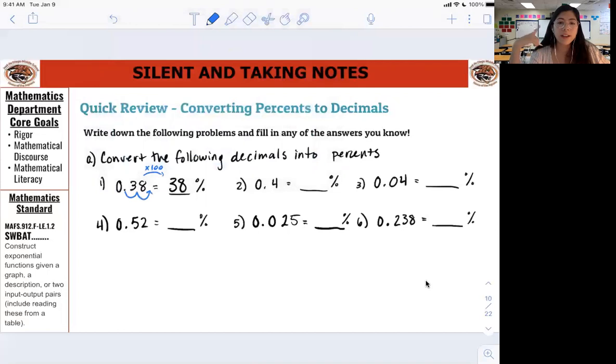One other way that I like to do it, sometimes it works better for me in my head, is to think about money and pennies. If that was money, that would be 38 cents. 38 cents, that's 38 pennies. So 38%. So there's a few different strategies to do it. Whatever works for you is whatever you should go for. If you feel comfortable doing it one way, then do it that way. I'm not going to tell you which way to do it. What about 0.4?